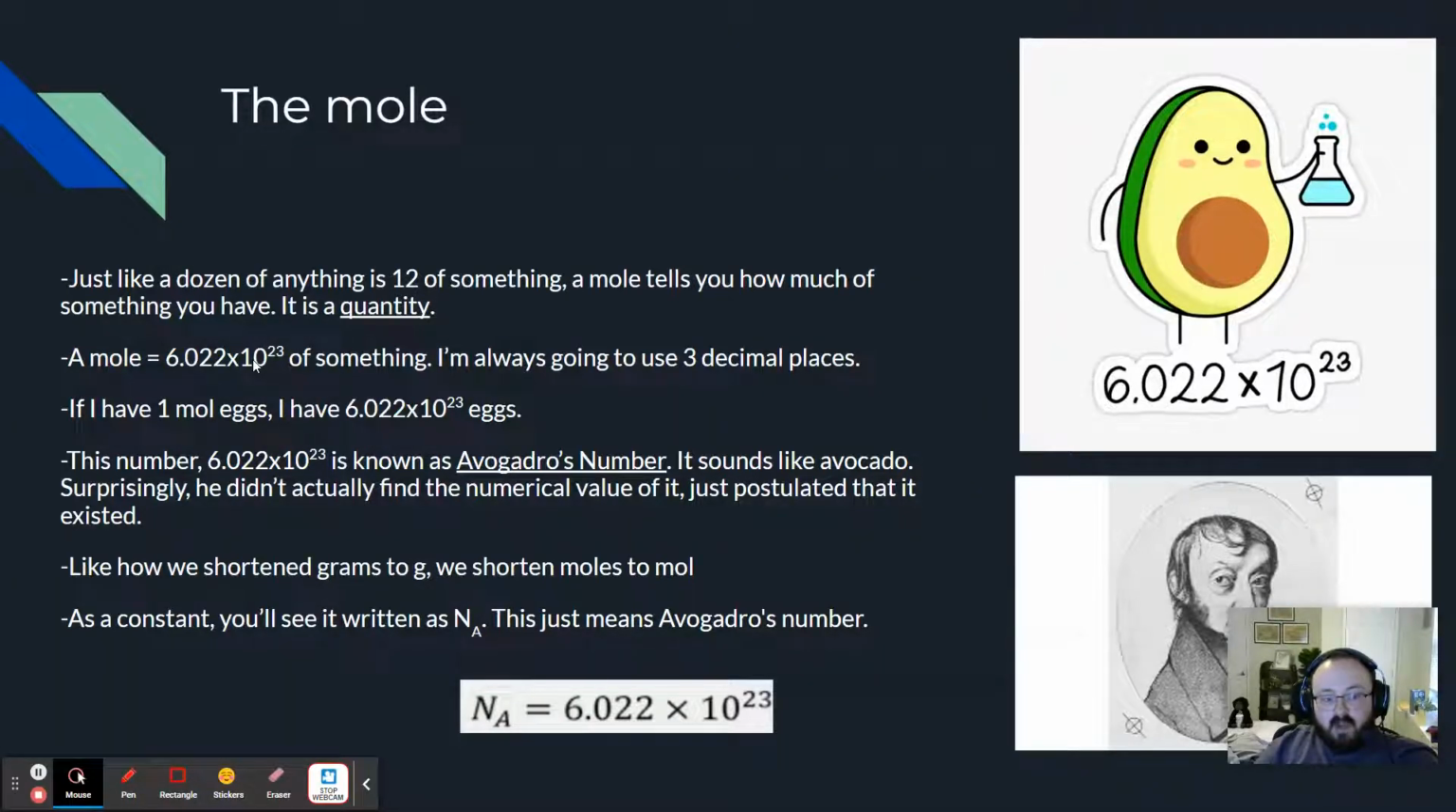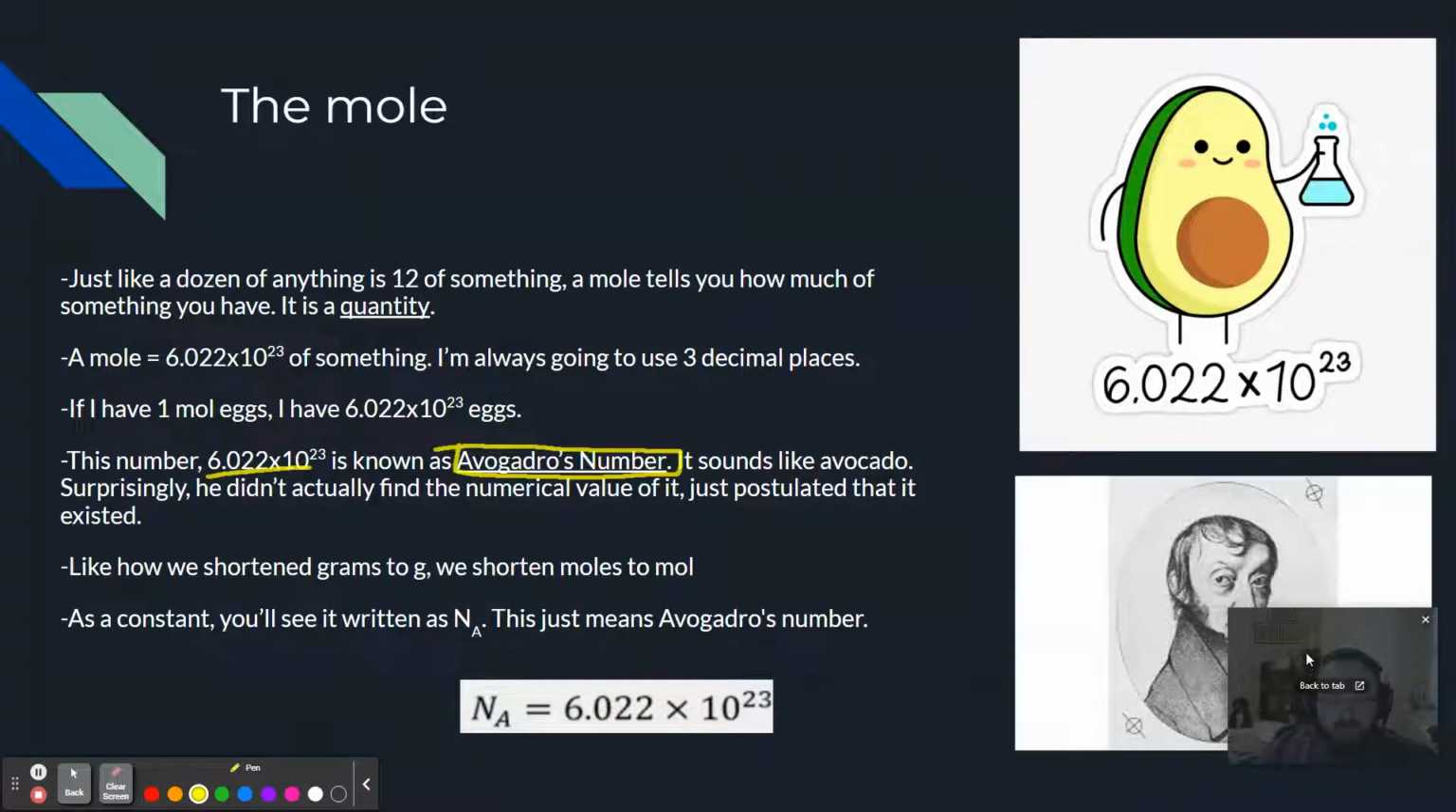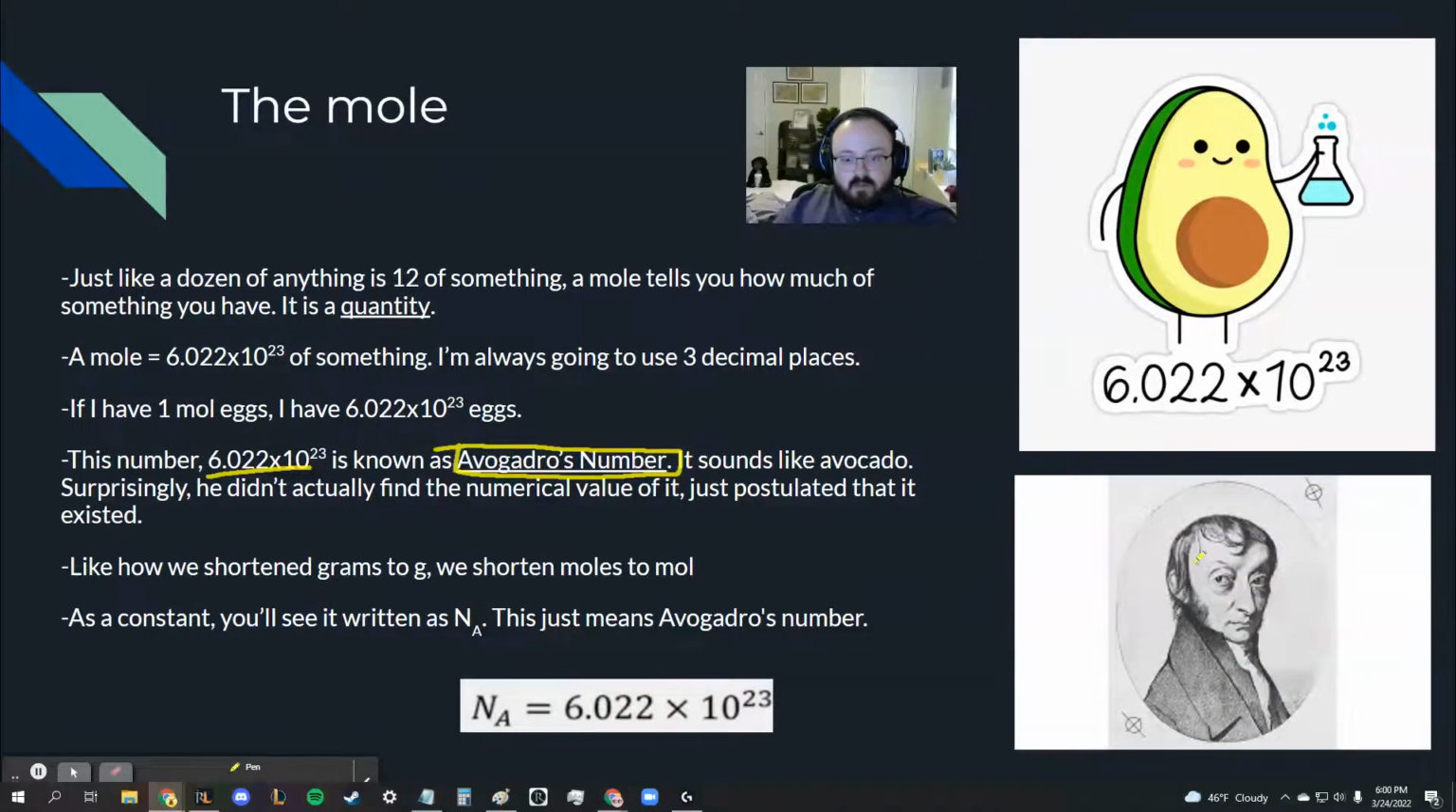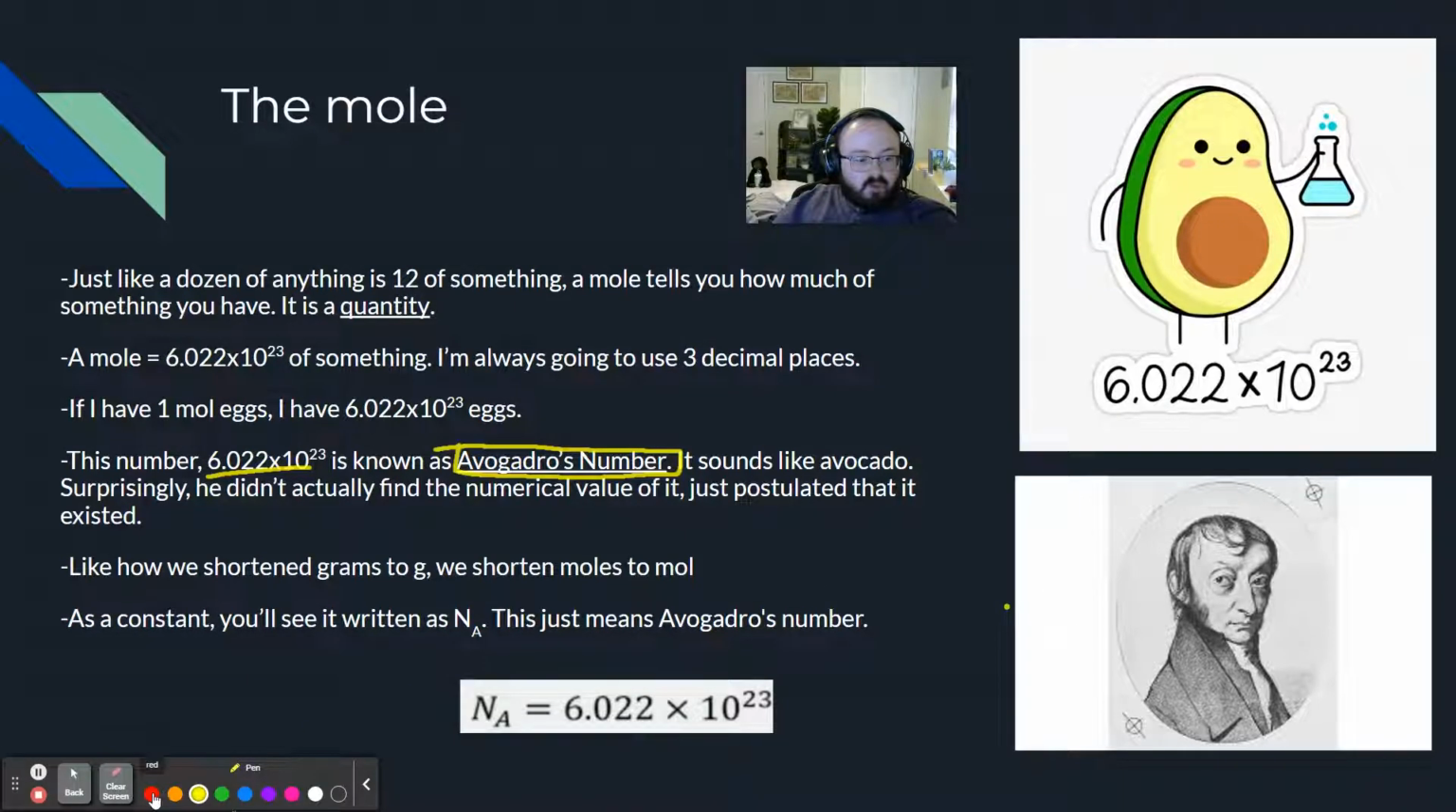This is known as Avogadro's number, 6.022. I just want to highlight this. This fine gentleman right here is Avogadro. It sounds like avocado, which is why you see a lot of avocado memes like this one that I have up here. You're going to see a lot of these. Hello, Mr. Avocado. He did not actually find this value. He just postulated that this number exists, which is why it's named after him.